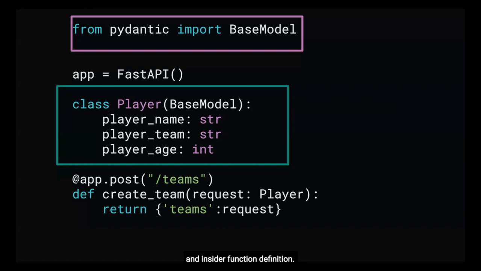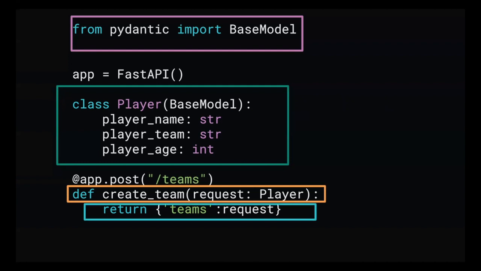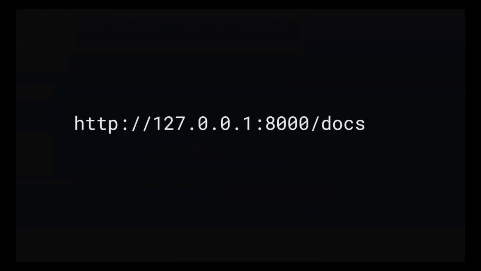And inside our function definition, we have a parameter we're passing in called request, okay? And this is of type player. And this is actually a type hint, right? You're just saying, pass in this variable called request of type player. And it returns a dictionary, okay? So this is like the boring part of automatic documentation. So let's get to some really awesome stuff.